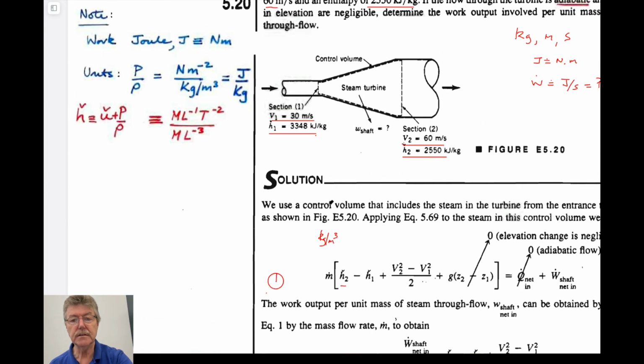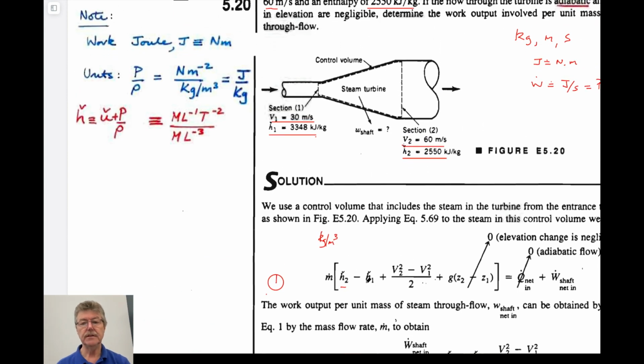And so in this case, this is in, this is out. This is the velocities in and out. This is the elevation. We can choose our datum anywhere we want, so it's probably easier to choose it here as z equals 0. Doesn't matter actually, they just cancel out, right?